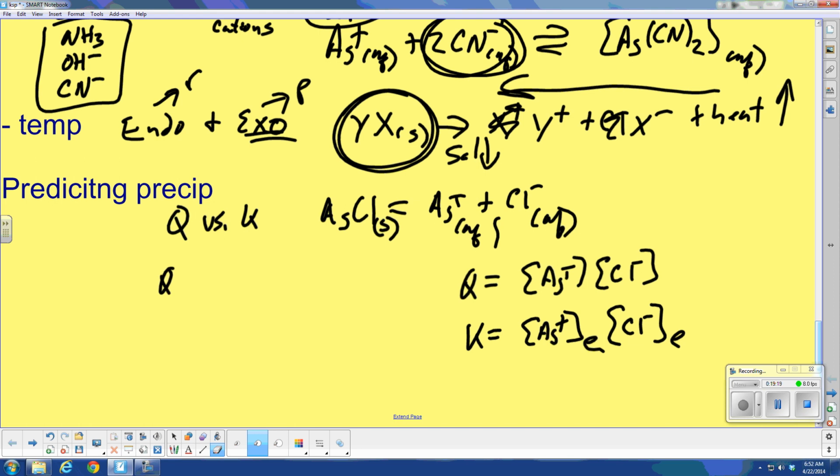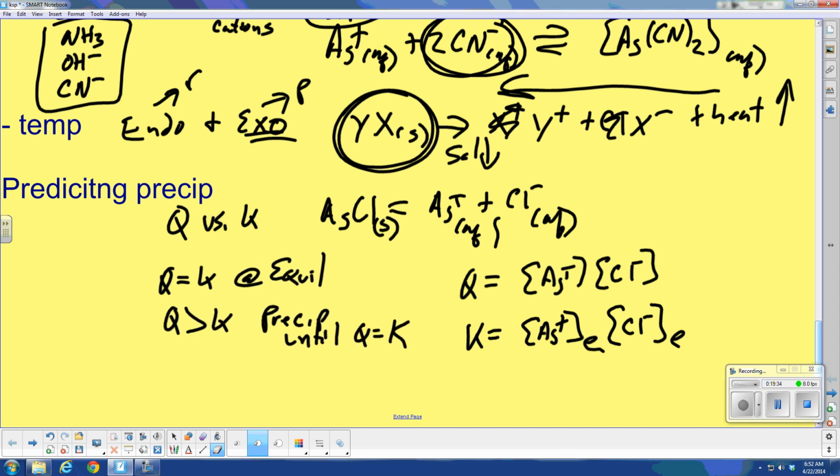So then I compare those two. If Q equals K, then we are at equilibrium. If Q is greater than K, then we will precipitate until what? Until Q equals K. And if Q is less than K, then you are unsaturated.